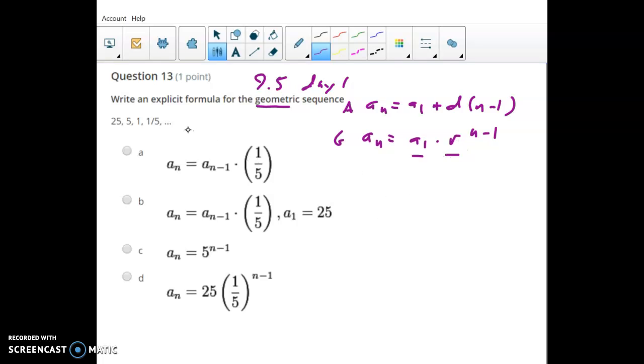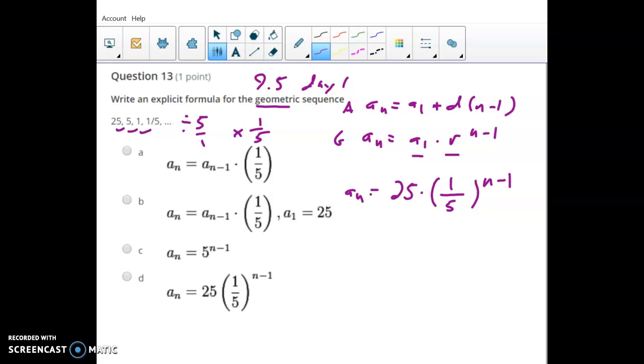Okay, and that is significant because this pattern is technically divide by 5. If you look at this, we're dividing by 5 each time. But we want to figure out what is r. So the trick is to remember that if you divide by 5, that's the same as multiplying by 1/5. So in our little formula, we're going to have 1/5 to the n minus 1 power, where n is kind of like our x variable, right? And then a sub 1 is just the first term, which is just 25.